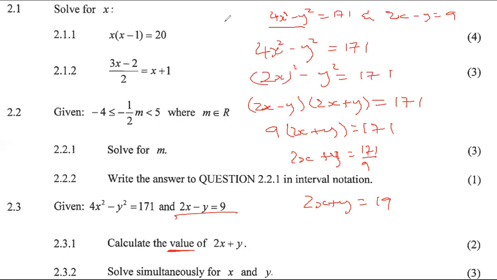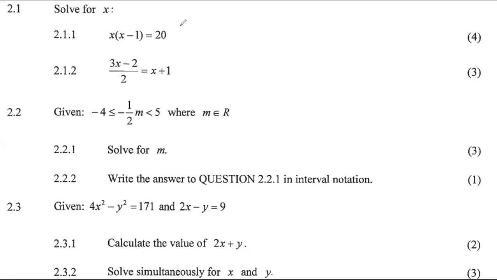So this is just to take you away from being stereotyped when coming to such questions. So that's it, guys. We know 2x plus y is 19. So let's now solve simultaneously, okay? In solving simultaneously, maybe I should write that this thing here is 19. It might come in handy when we solve simultaneously.